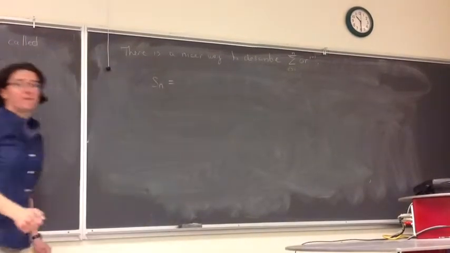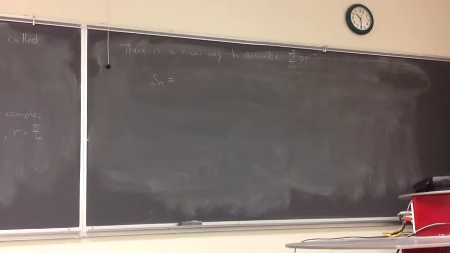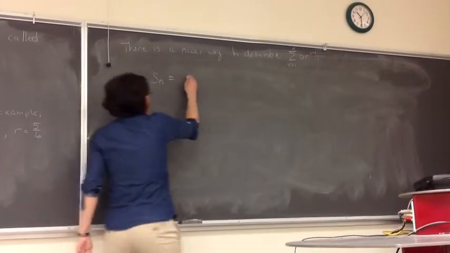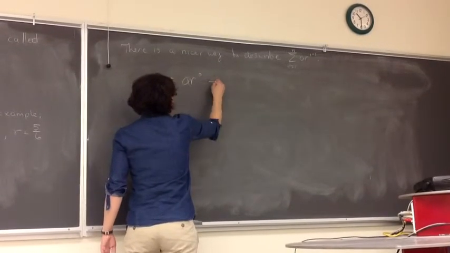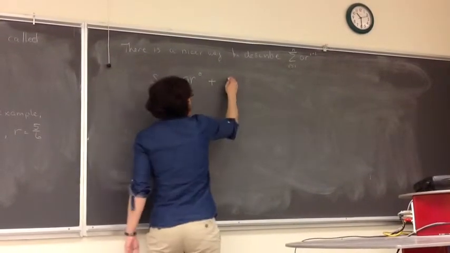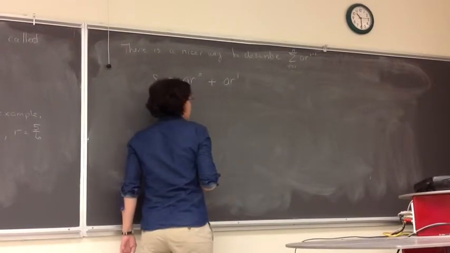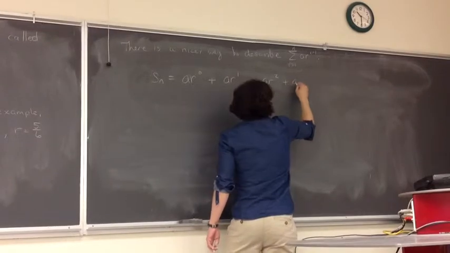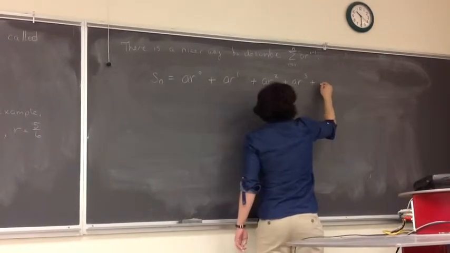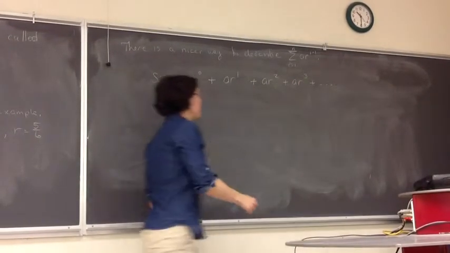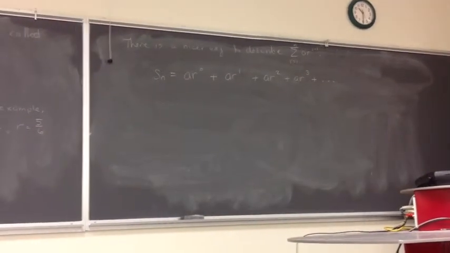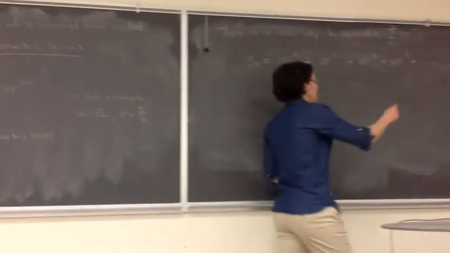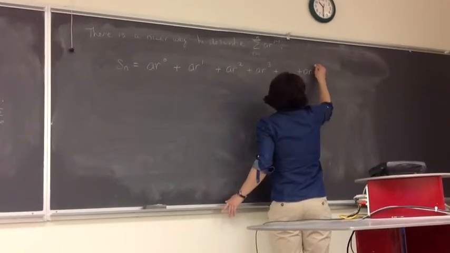So check this out. All right, our sum, when i is equal to 1, we have a times r to the 0. When i is equal to 2, we have a r raised to the first. And then we have a r squared plus a r to the third plus dot, dot, dot. And I keep going until I hit i is equal to n. And so my very last power here is a r to the n minus 1.